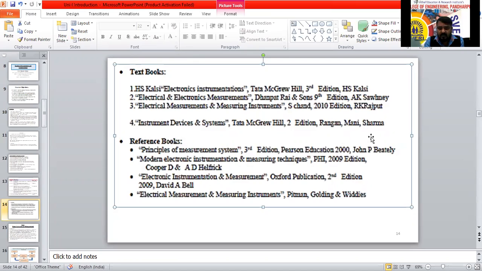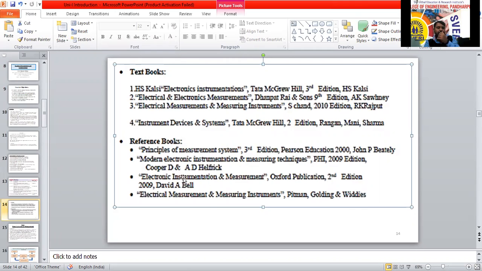Tata, Manish Sharma is there. These two textbooks, H.S. Kalsi and A.K. Sawhney, are enough for you. If you are still not satisfied, you can go for the reference books: Principles of Measurement Systems by Bradley, the 2000 edition, and Modern Electronic Instruments and Techniques.